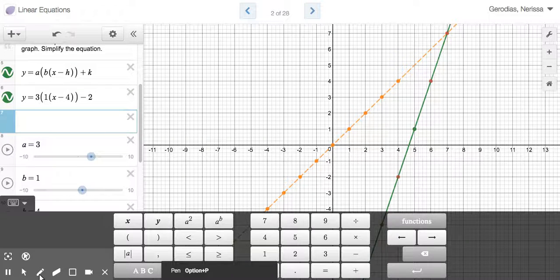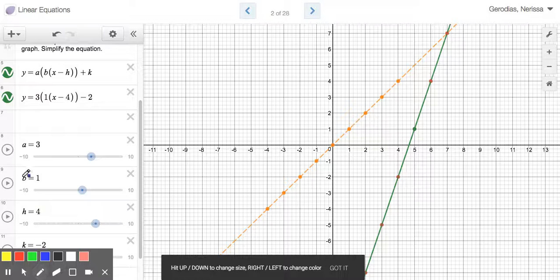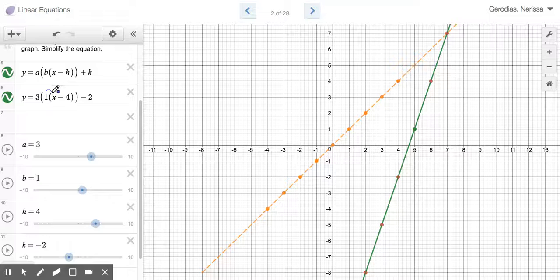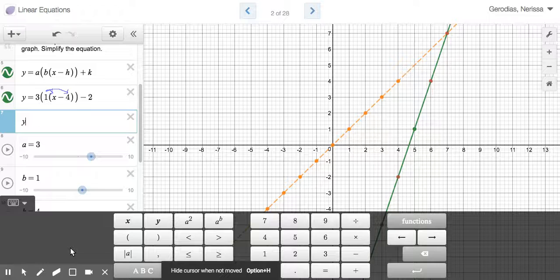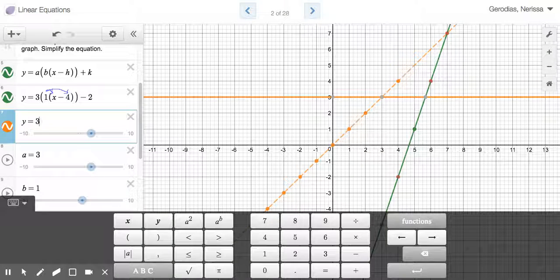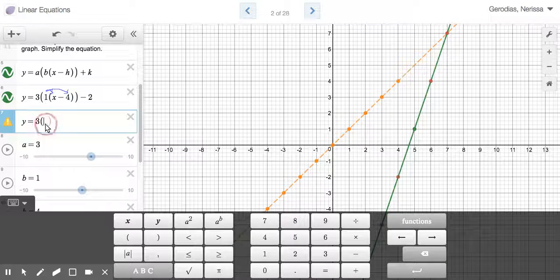Now we're going to clean this up. We know that we can simplify this. This means 1 times x minus 4, so we'll apply the distributive property. 1 times x is x, and 1 times negative 4 is negative 4. Now we write y equals 3 times x minus 4, then minus 2. This equation gave us the same line, so we know that this is correct.